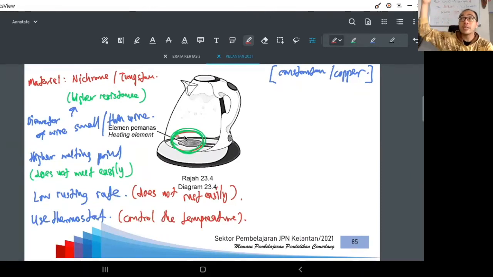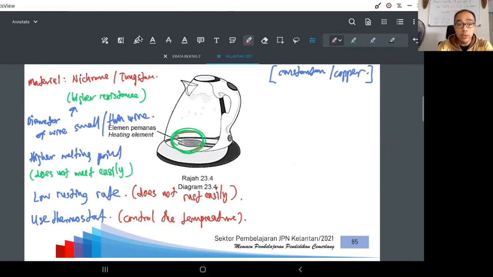Otherwise, it gets hot, and there's nothing to turn it off. Have you ever wondered how the electric kettle can switch off by itself? Because there's a thermostat there, and what the thermostat does is it breaks the current at a certain temperature, and then you know that your water is boiled already.